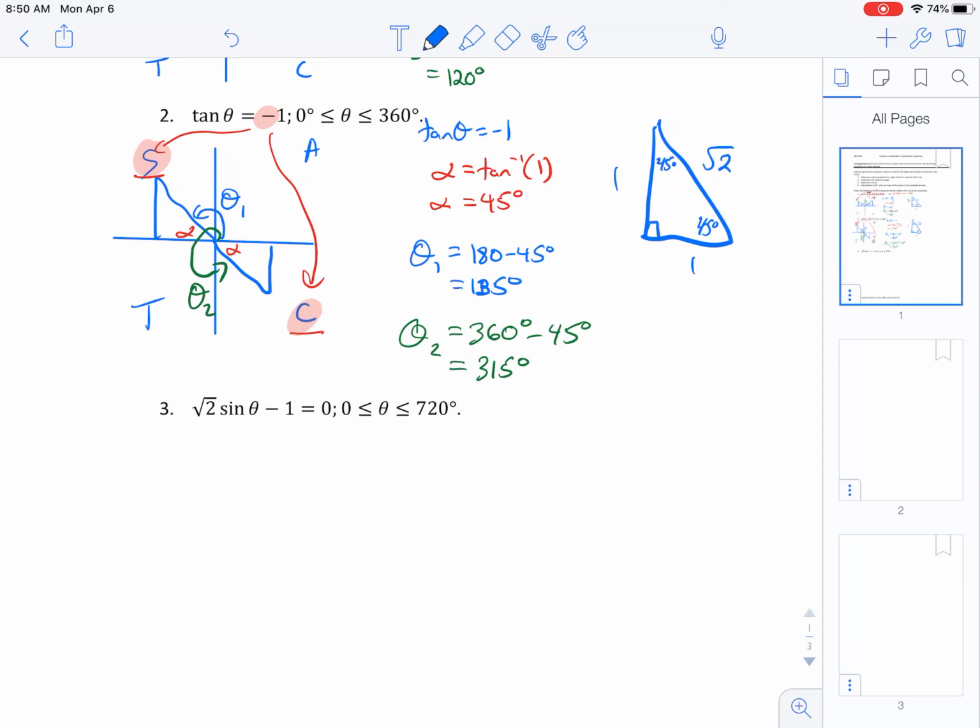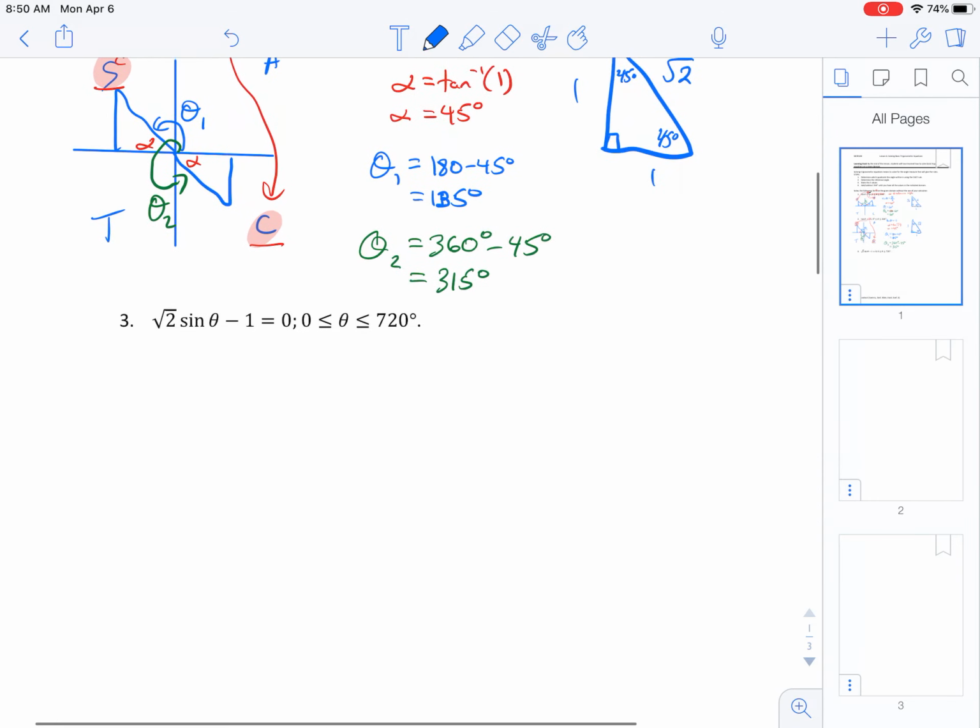Okay, next one's just a little bit different from what we've done in a couple ways, actually. The first is if you look at the equation, I've got this equation here where it's not set up as a sine, cos, or tan equal to a ratio. So I've got a couple steps to do for algebra. Second part here is that the domain where theta exists is different. It's not from 0 to 360. Now they're saying it's from 0 to 720. So we'll deal with that in a minute.